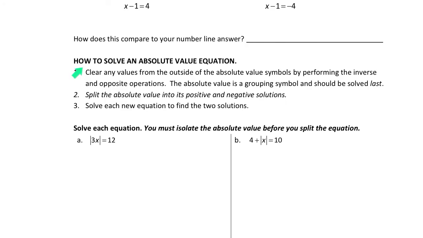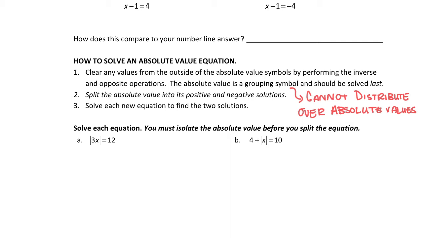In this video, we're actually going to focus on how to solve an absolute value equation. There are 3 steps to doing this. Clear any values from outside of the absolute value symbols by performing the inverse and opposite operations. The absolute value is a grouping symbol and should be solved last. One important thing to note is that you absolutely cannot distribute over absolute values. You are not allowed to use the distribution property.